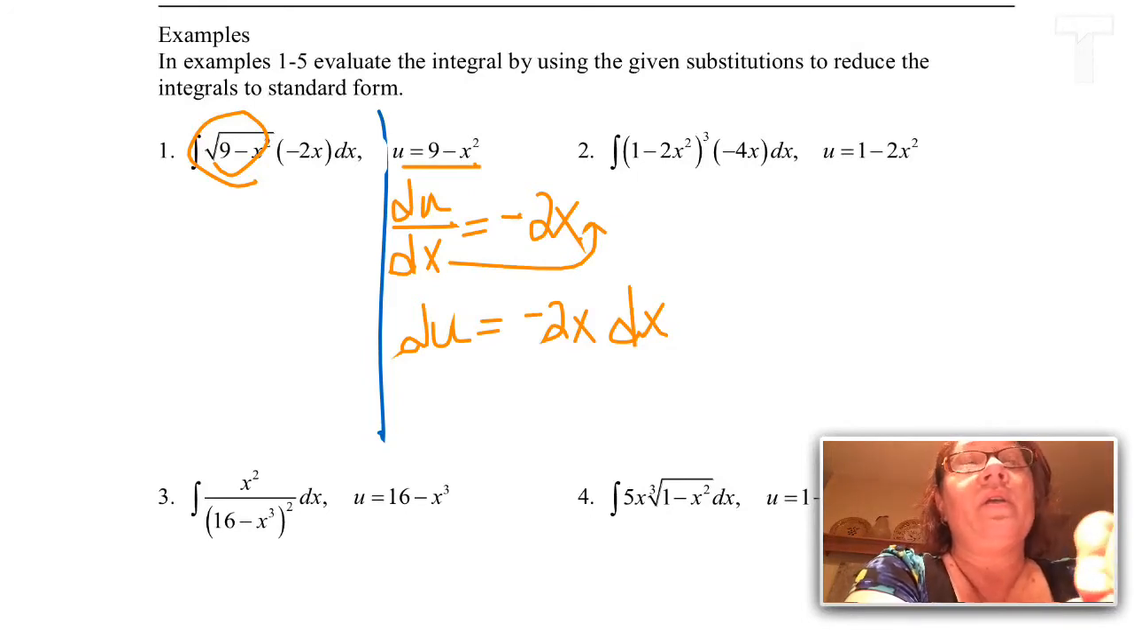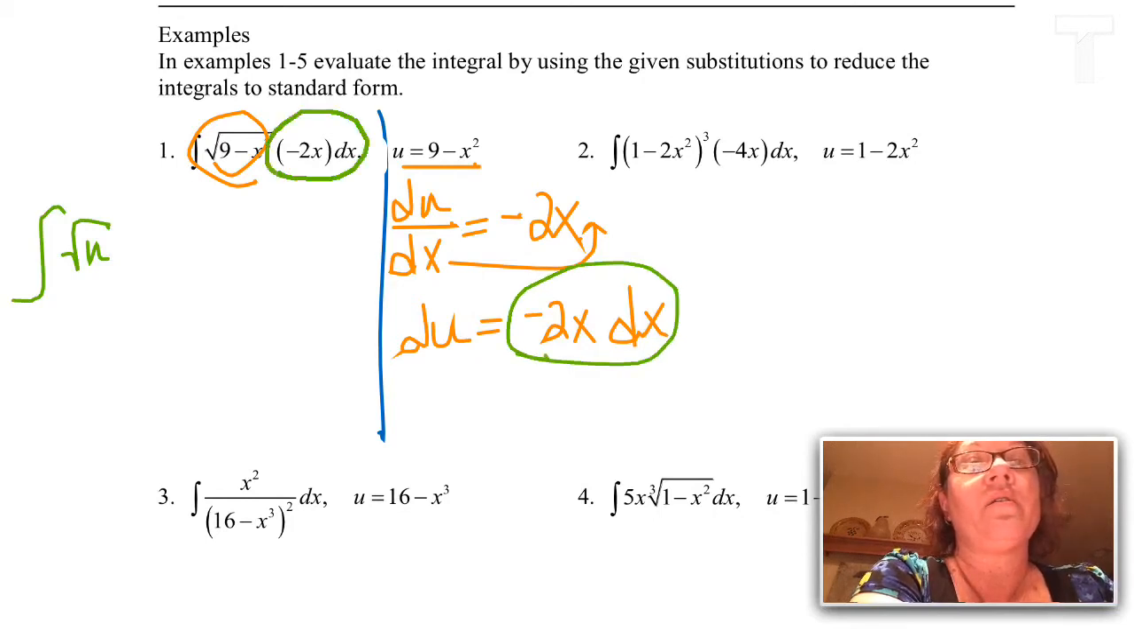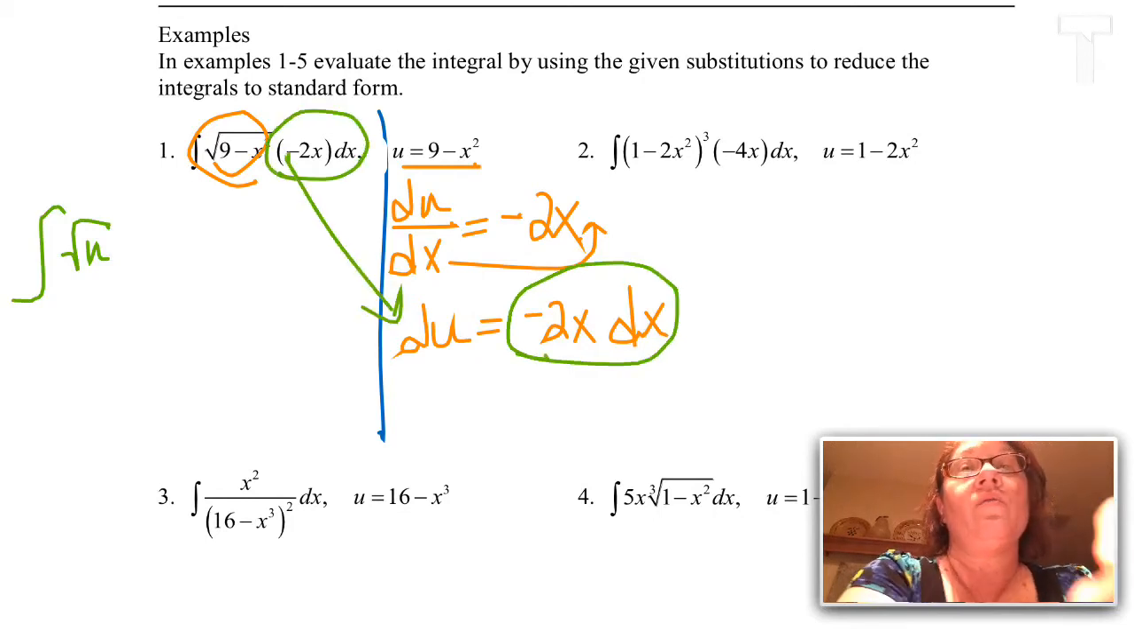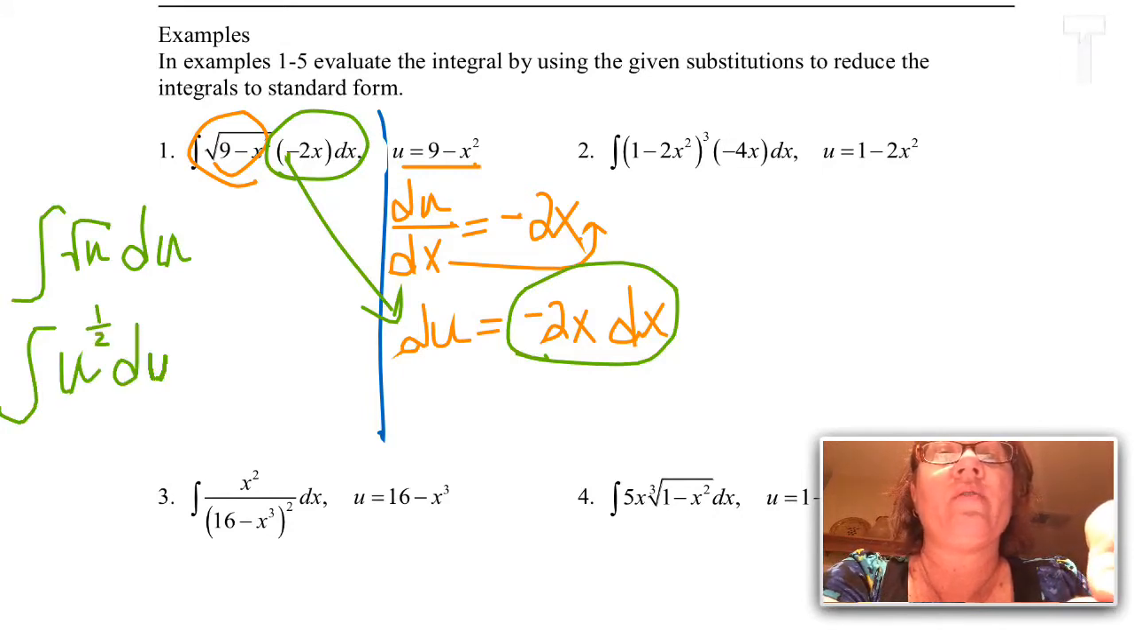So now the integral is going to look like this, and it'll be the square root of u. And then I notice, oh look, this negative 2x dx, I can replace that with du. And then I could simplify this. This is really u to the 1/2. Oh my goodness, look at that. I have a single term.